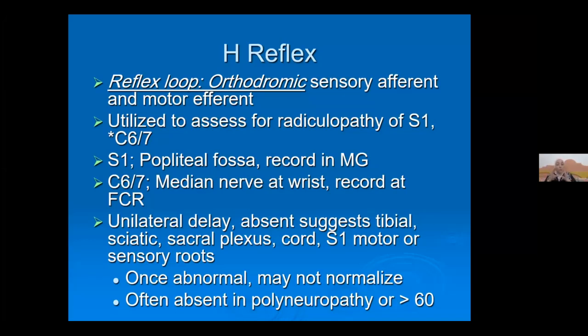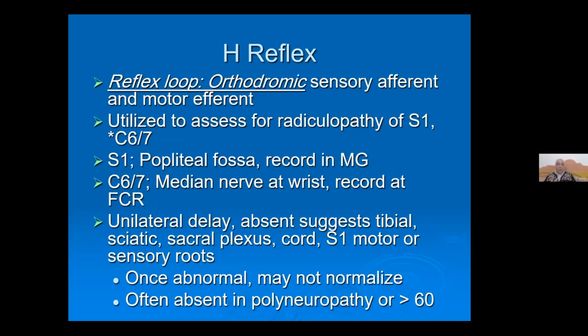There are two important remarks in the H reflex in particular: it, once abnormal, may not normalize, so we have to keep this in mind. So it's not very good in evaluating the follow-up of the case. It's also often absent in polyneuropathies or above 60 years of age. So we will talk about the limitations, but I wanted to say these couple of points in the H reflex because they are mainly concerned with the H reflex.